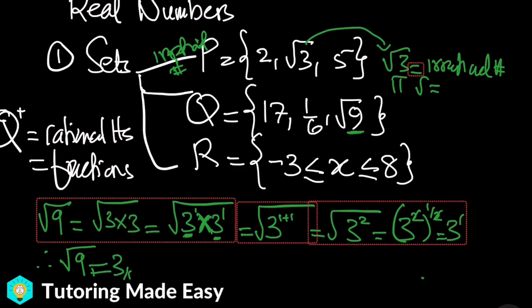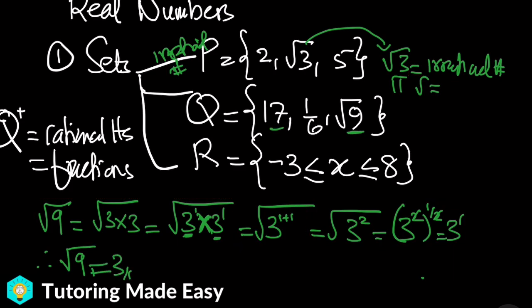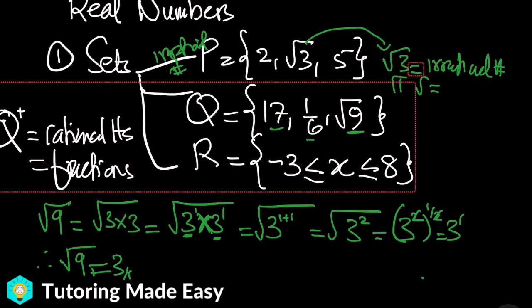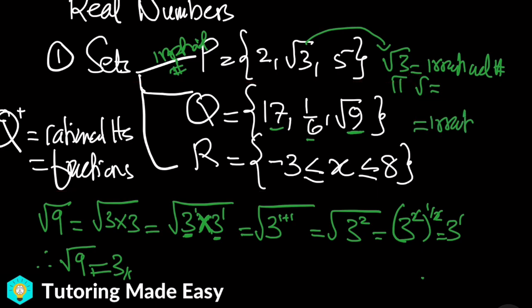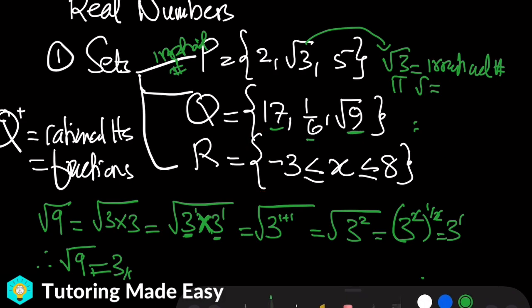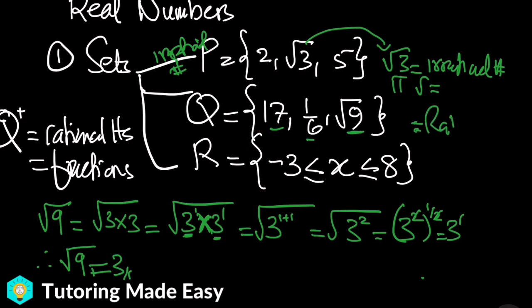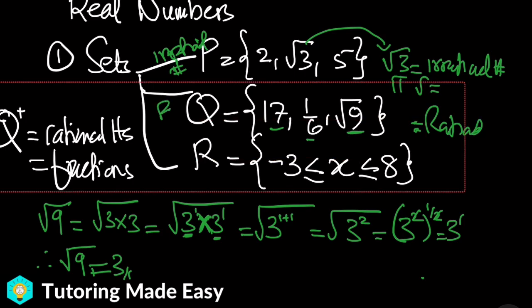Therefore, we can see that square root of 9 is actually 3. So this number is an integer, a counting number, a natural number, same as the 3. And then 1 over 6 is a fraction. So this set Q contains fractions. That makes it a rational number set. Sorry, I said irrational. That makes it a rational number set. So this is a rational set.